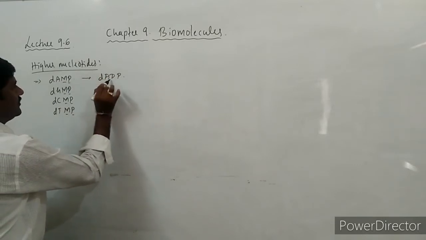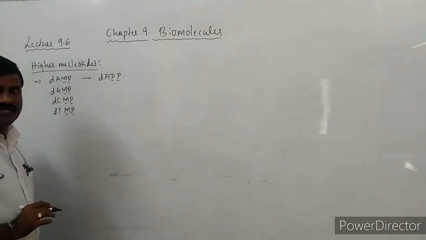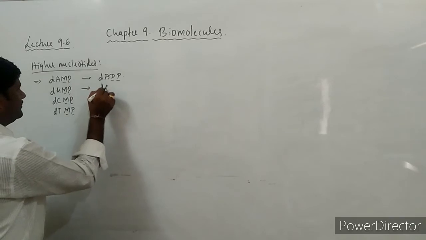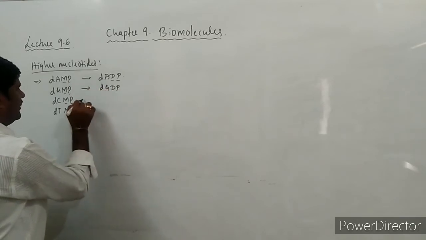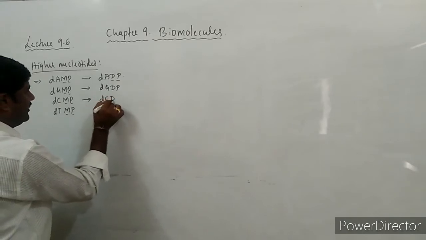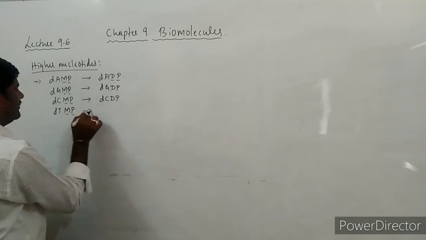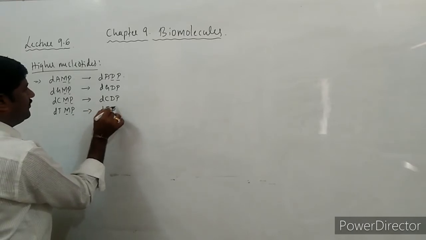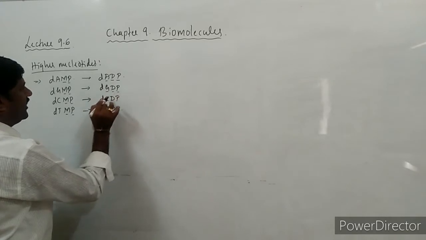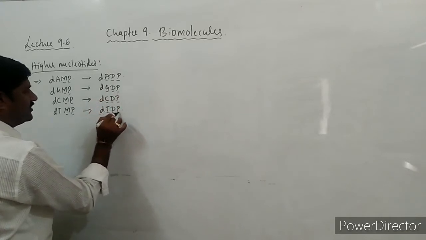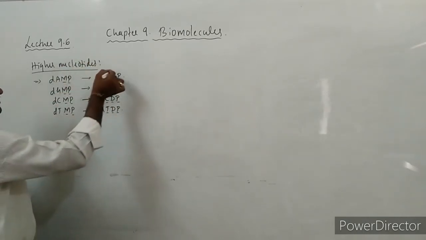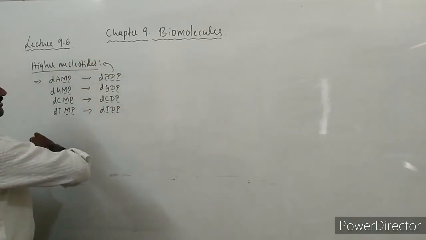ADP, diphosphate. Diphosphate in the sense that there are two phosphate groups. So higher to this one, dGDP. In the same way, dCDP, and dTDP. Adenosine diphosphate, guanosine diphosphate, cytidine diphosphate, thymidine diphosphate. So this is a higher nucleotide, it is called a higher nucleotide.